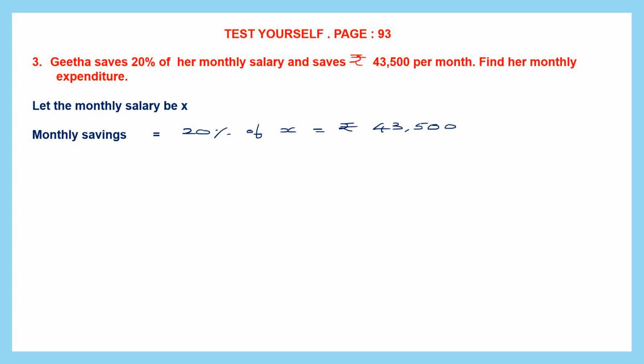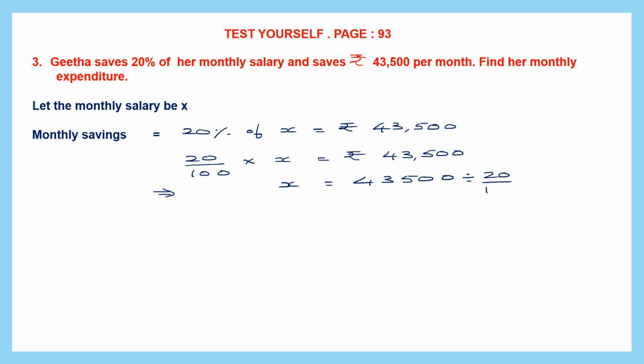So now let's calculate this. So 20% means 20 by 100 of X is equal to 43,500 rupees. So now we can find the value of X. So here we can say 43,500 as it is. We can leave it here. Now here we have 20 by 100 which we can take to the other side. So it becomes division, divided by 20 by 100. So X is equal to 43,500 into 100 by 20.